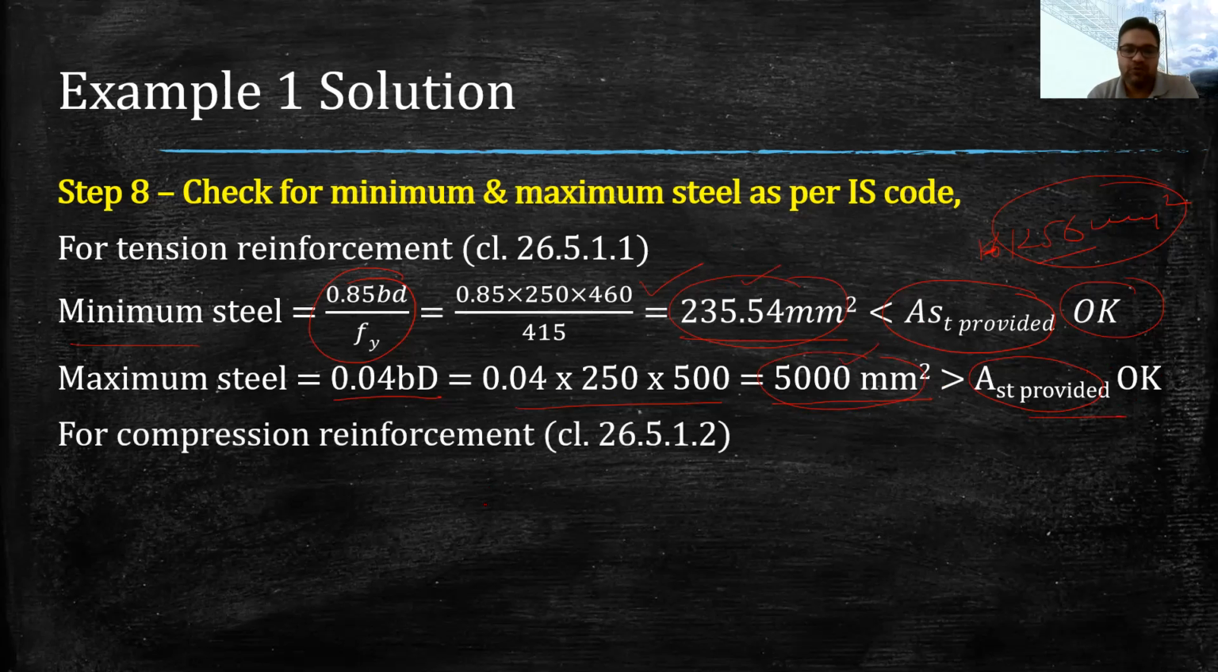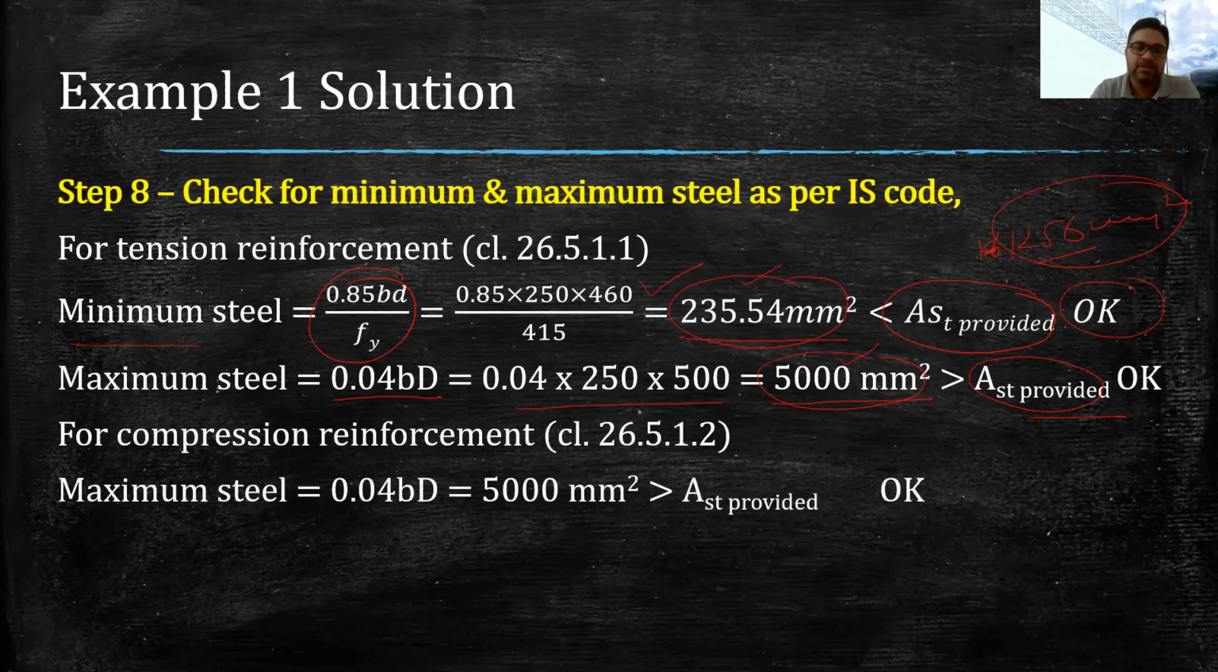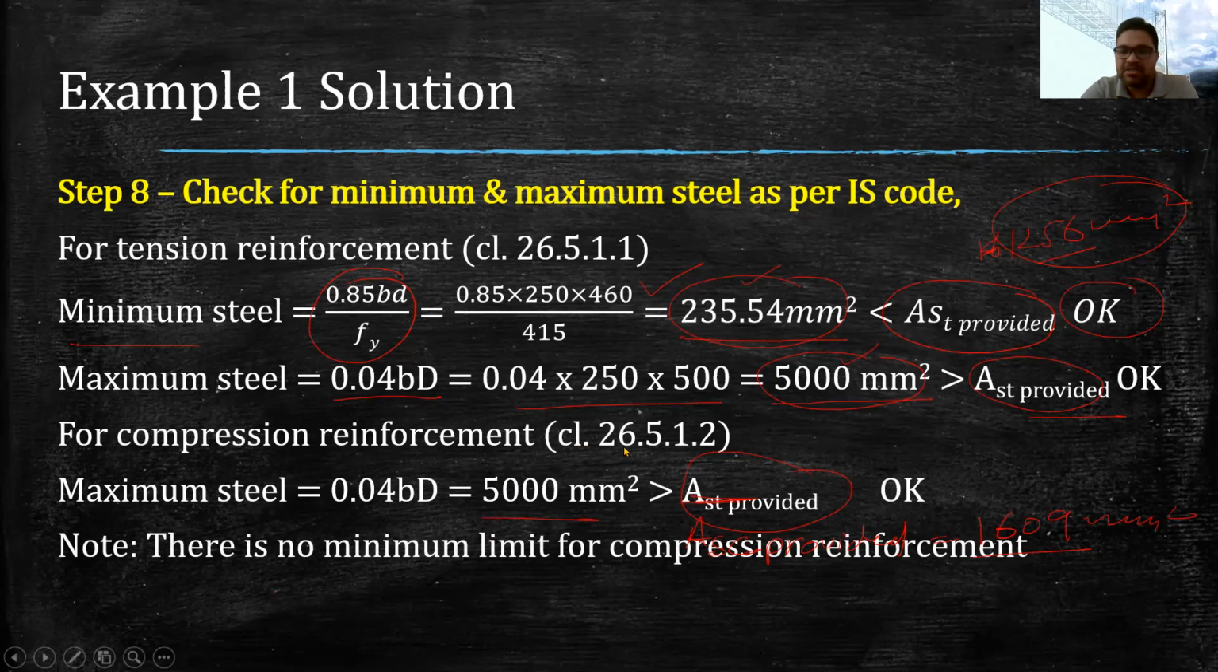Similarly, for compression reinforcement, we will check only the maximum limit. So there we will provide ASC. This is ASC provided actually. The ASC that we have provided is 1609 mm square. You can see this is again less than the maximum limit. So the area of steel in compression is again okay. There is no minimum limit for compression reinforcement as per IS code.